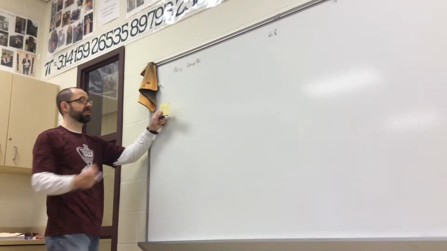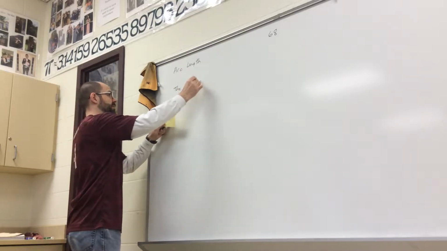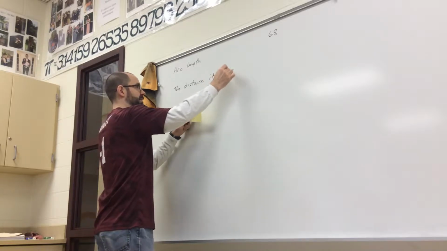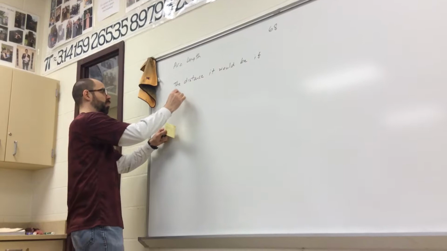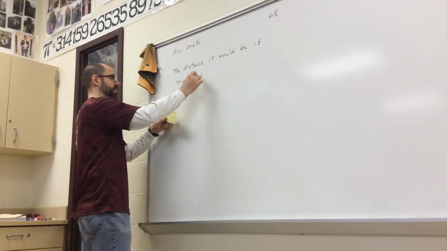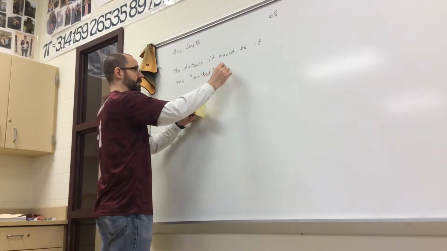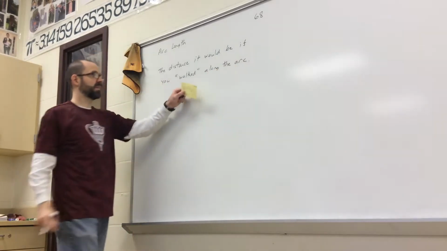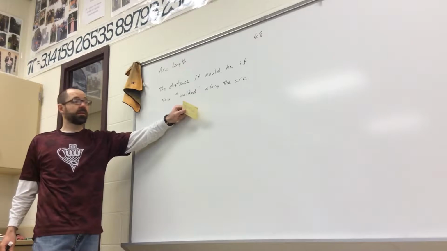So arc length is the distance it would be if you walked along the arc. Arc length is the distance it would be if you walked along the arc.